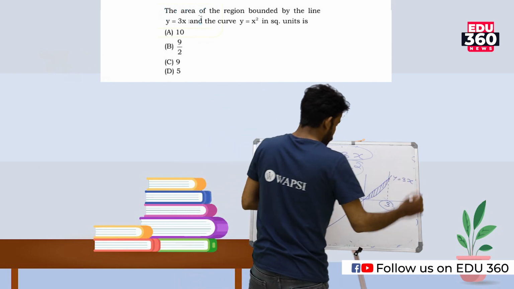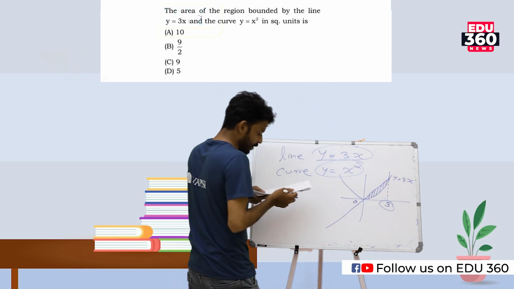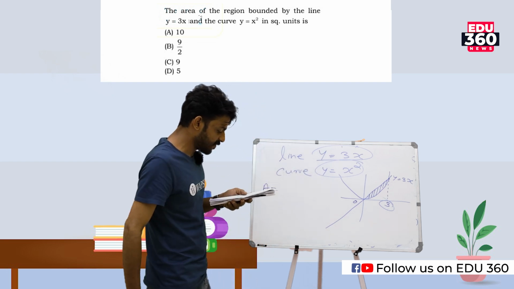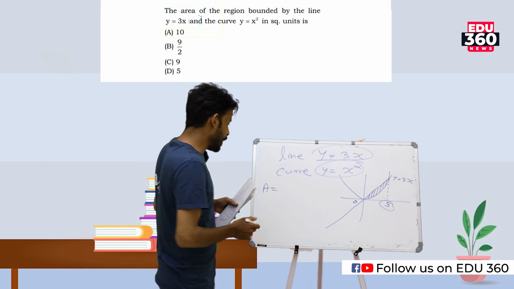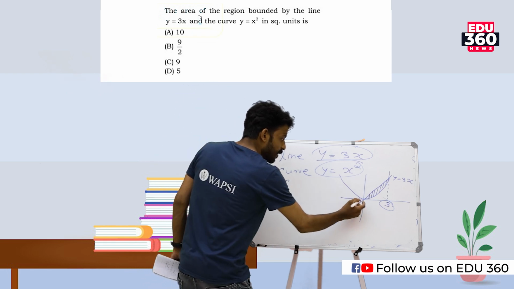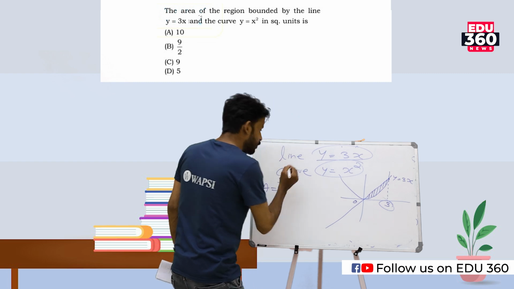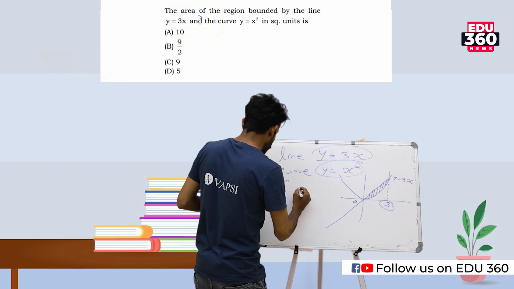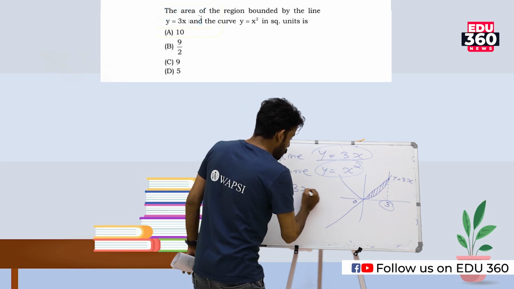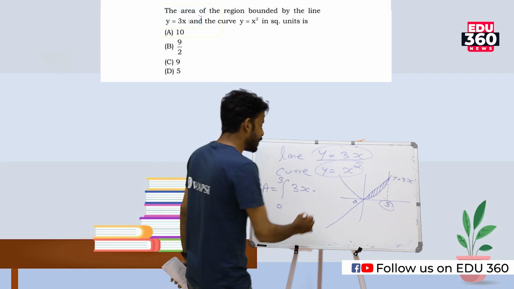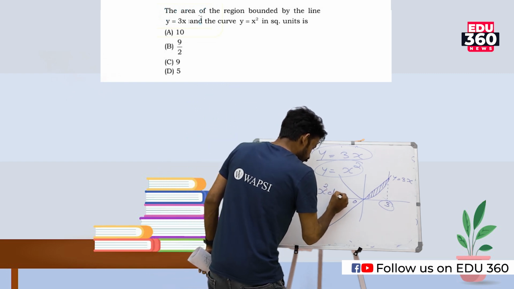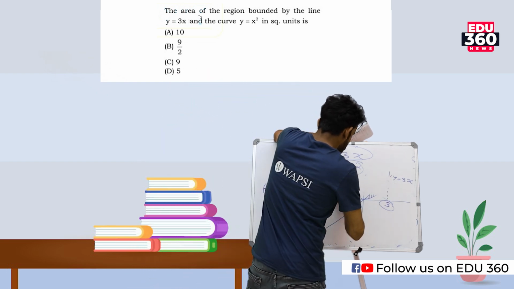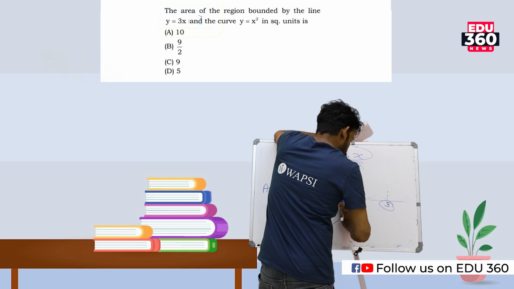This point is 3. So now we can write the area bounded by the region. Area A is equal to the integral from 0 to 3 of 3x minus x square dx. Now just find the integral of this.